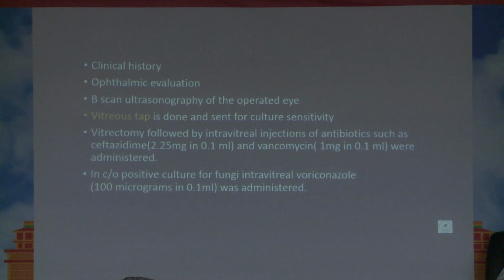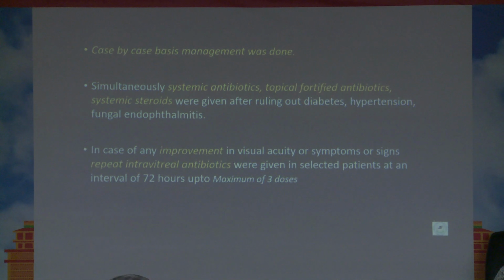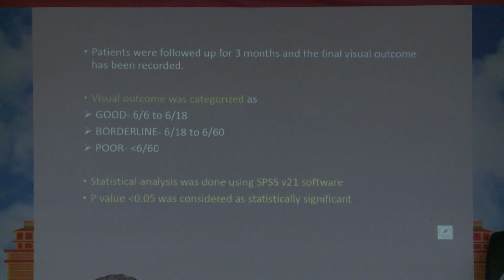In case of positive fungal culture, intravitreal voriconazole was administered. Case-by-case basis management was done. Simultaneously, systemic antibiotics, topical fortified antibiotics, systemic steroids were given after ruling out diabetes, hypertension, and fungal endophthalmitis. In case of improvement, repeat intravitreal antibiotics were given in selected patients at an interval of 72 hours up to maximum of 3 doses. Then followed up for 3 months and final visual outcome was recorded.